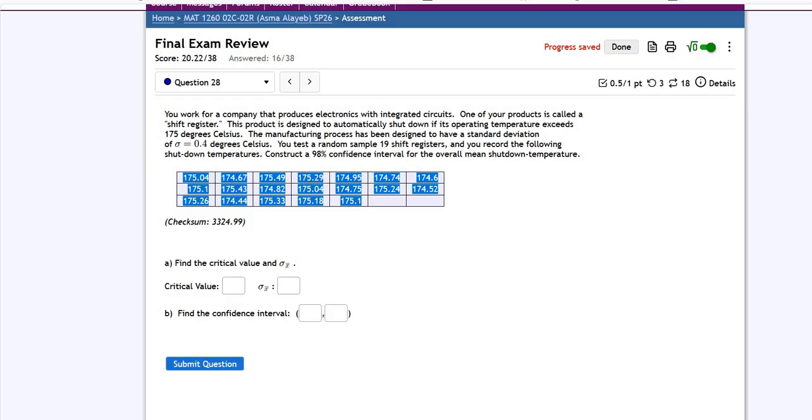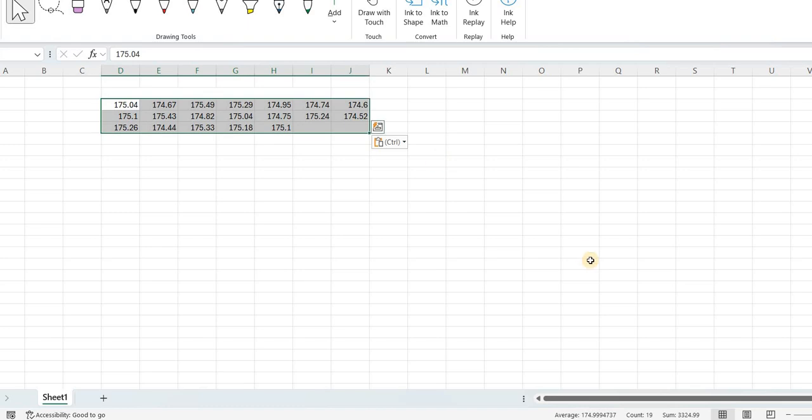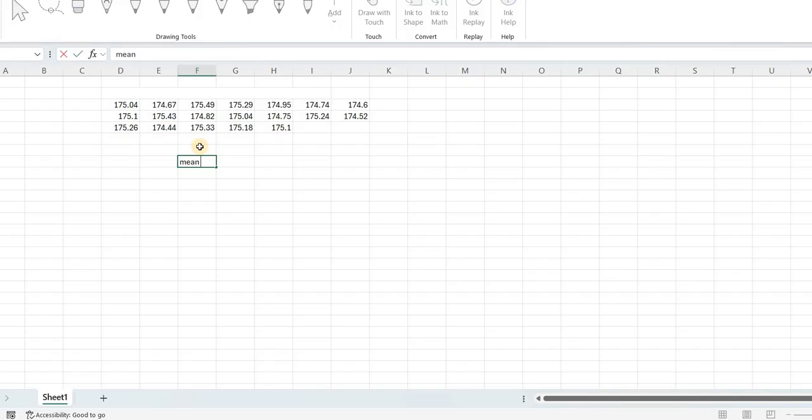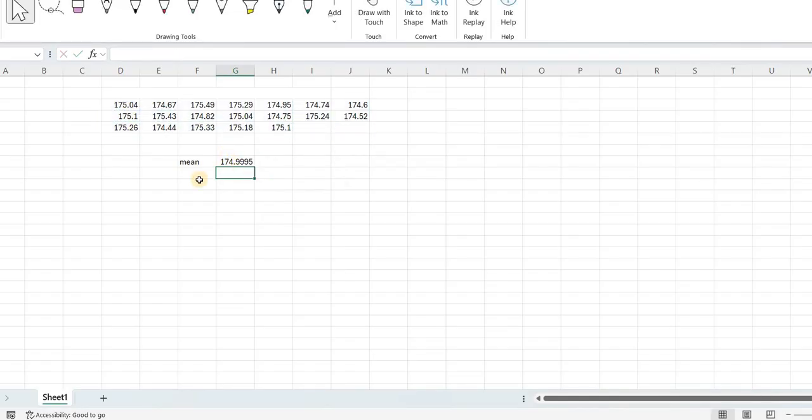So I'm just going to copy this and paste it into an Excel sheet. And I'm just going to double check the sum at the very bottom here. It is correct, so I'm just going to find the average. So the sample mean is equal to the average of this data.